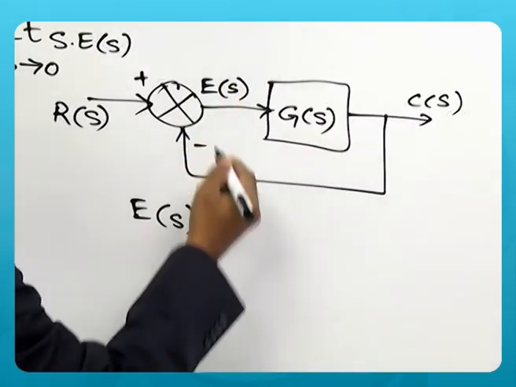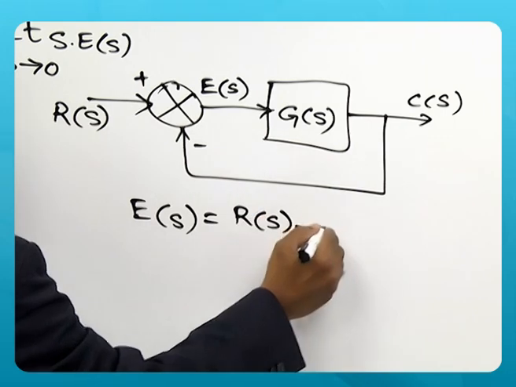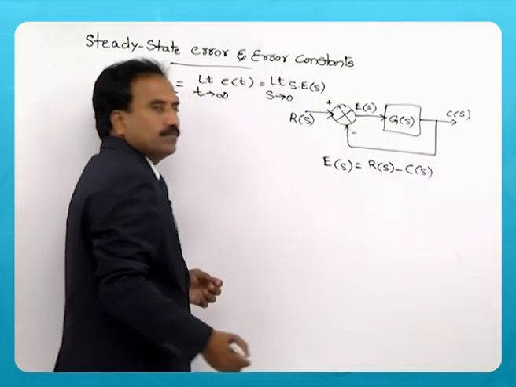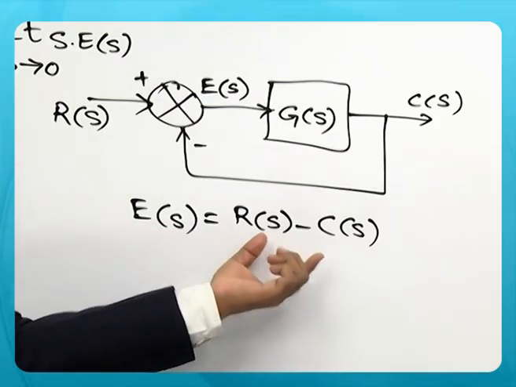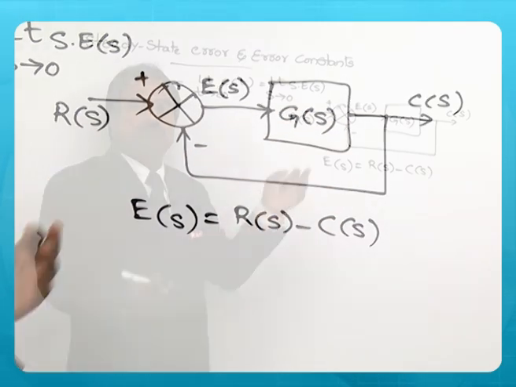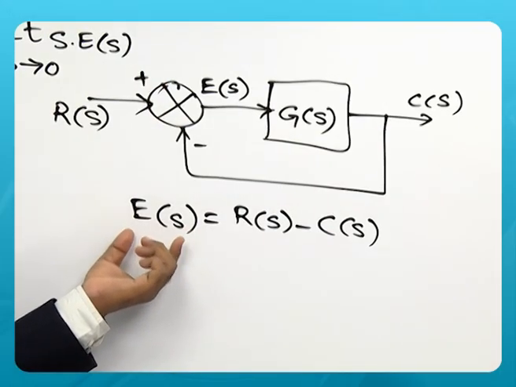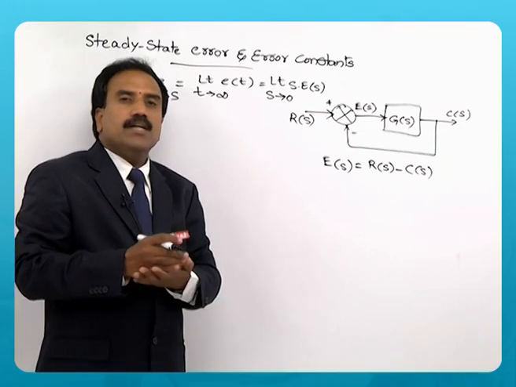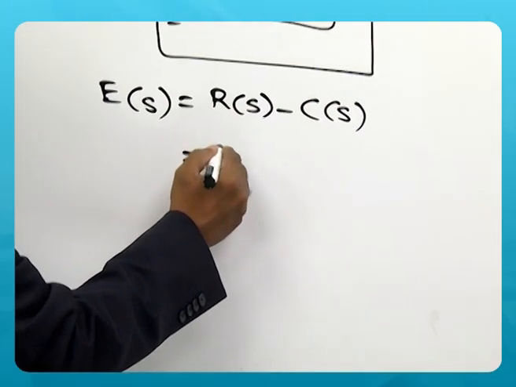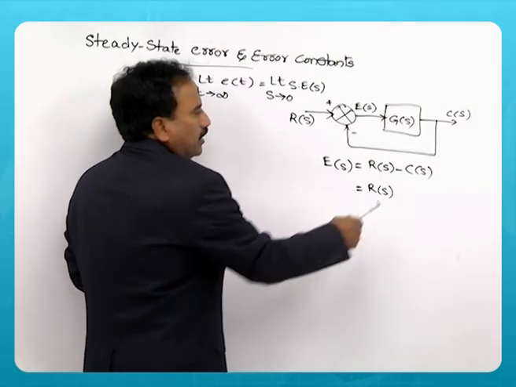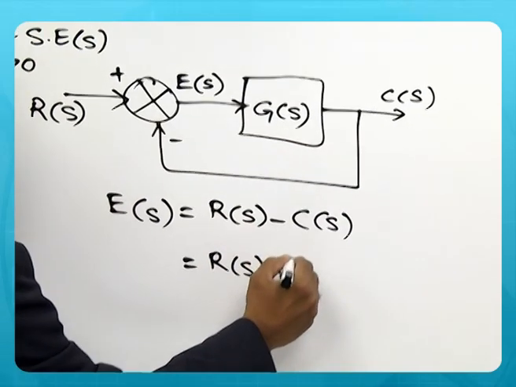So, we say that E of s is equal to R of s minus C of s. If there is no error, then these two are equal, desired output and actual output. If both are same, error is 0. So, the error is the difference between desired and actual. You can see this R of s is as it is, and this C of s can be written as E of s multiplied by G of s.